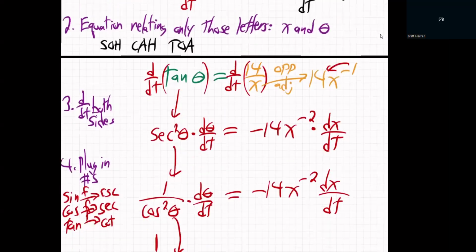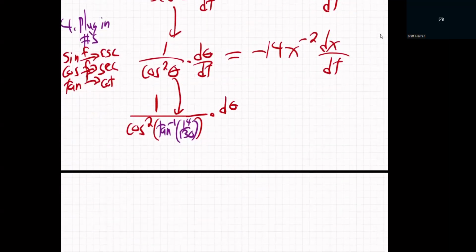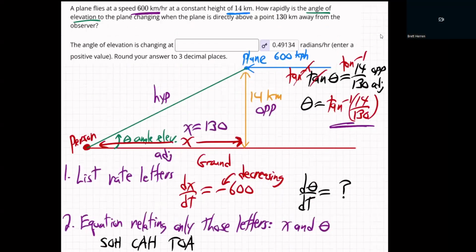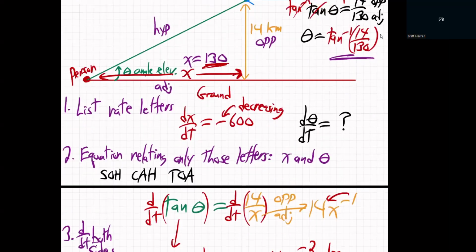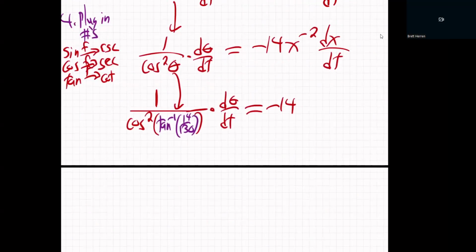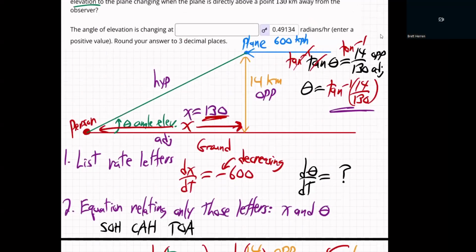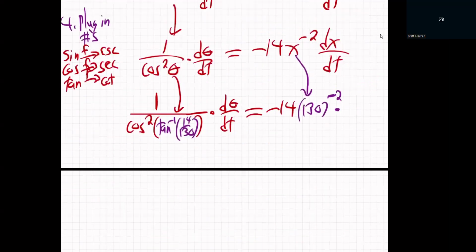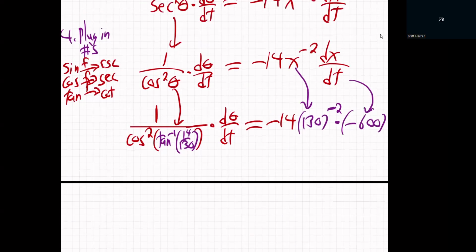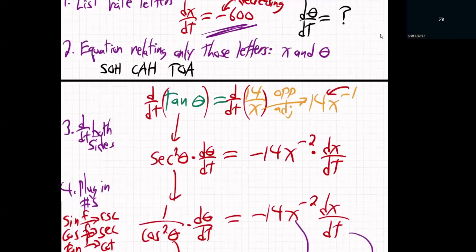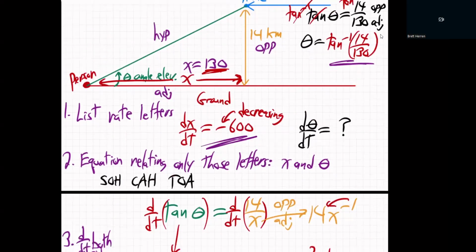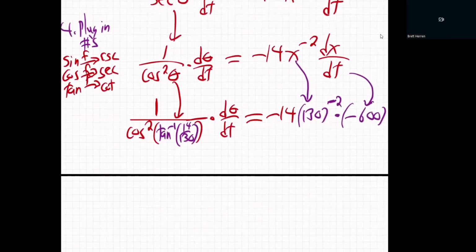What's d theta dt? Well, that's what we're looking for. Trying to find d theta dt. Okay, minus 14. What's x? We found x somewhere, didn't we? Oh yeah, x is 130. So that's going to be 130, so it's 2 times dx dt. And dx dt is right there, minus 600. Minus 600. All right. And we're solving now for d theta dt.